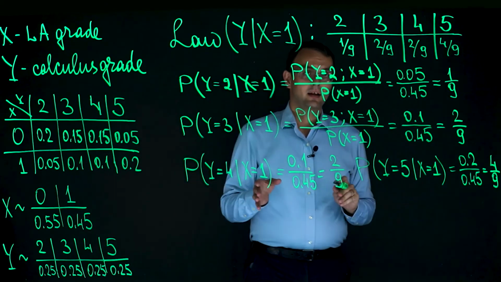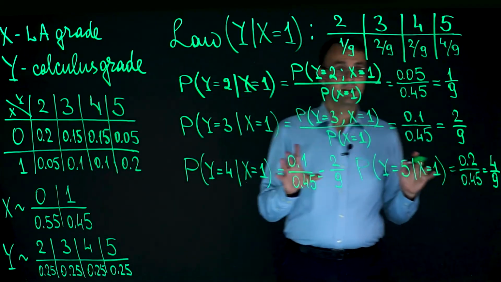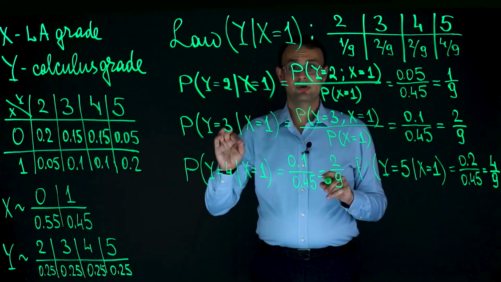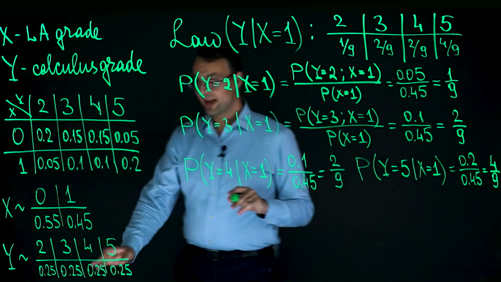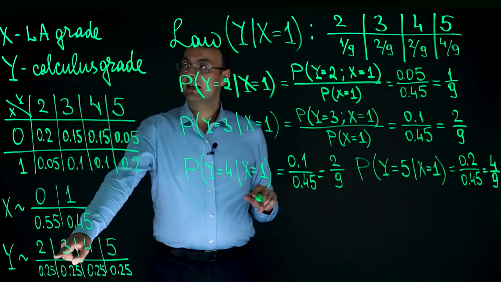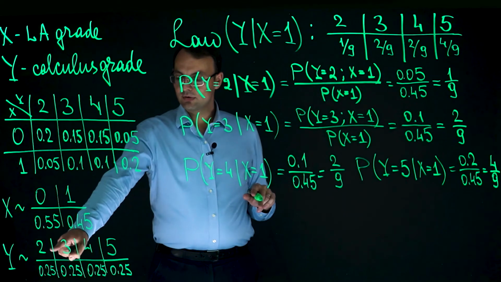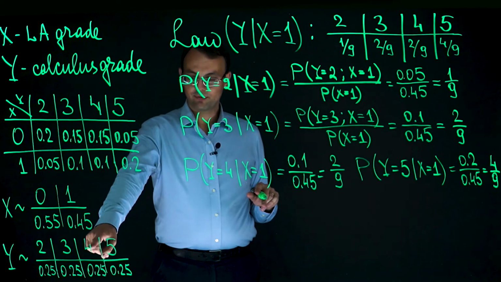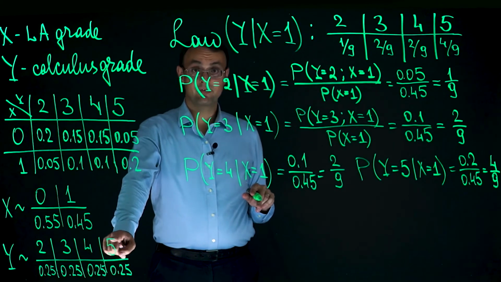So this means that if we choose a random student, then with probability 1/4, their grade in calculus is 2, with probability 1/4, 3, with probability 1/4, 4, with probability 1/4, 5.